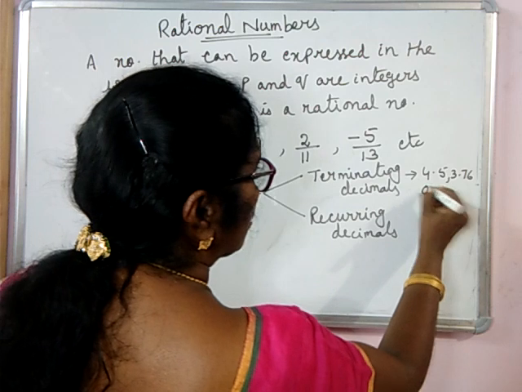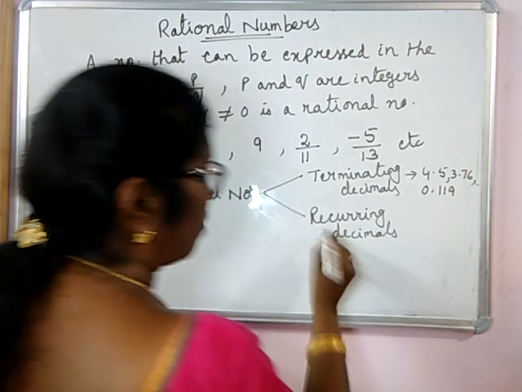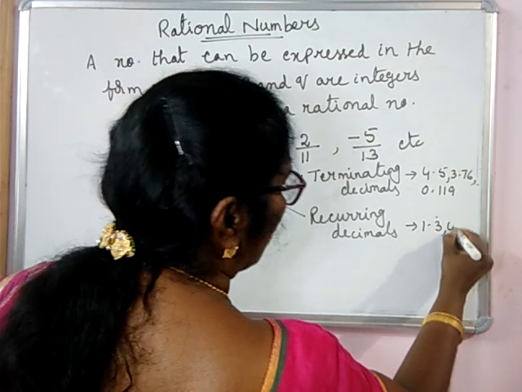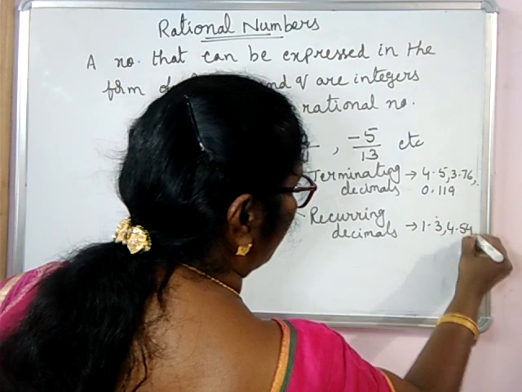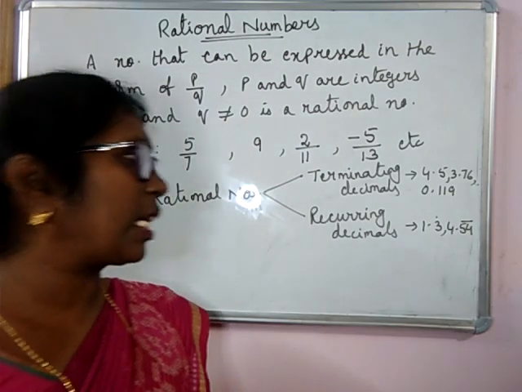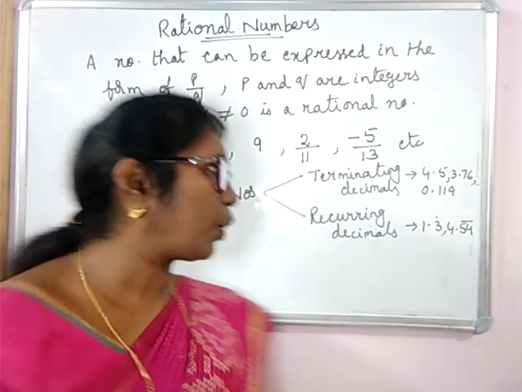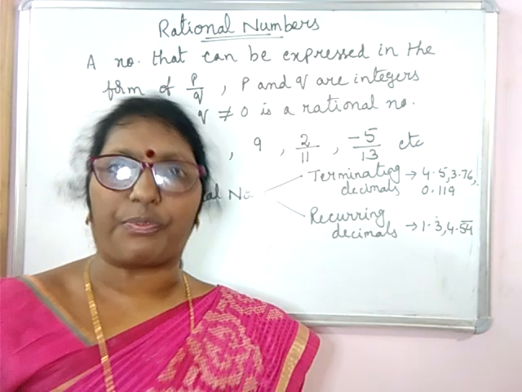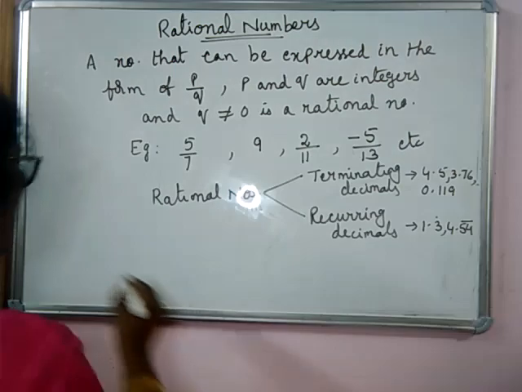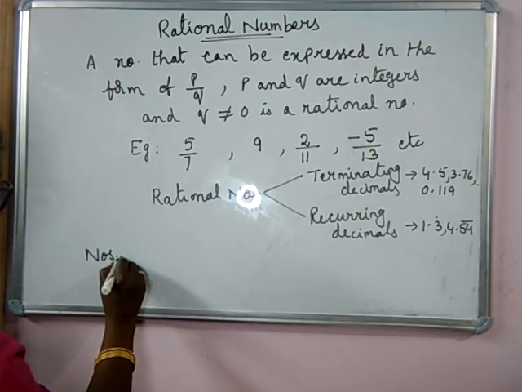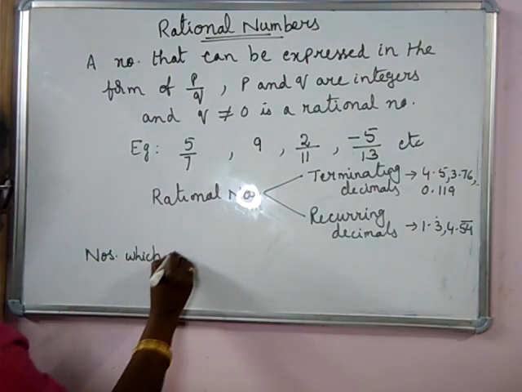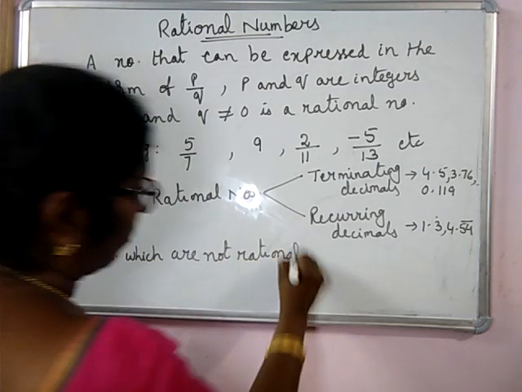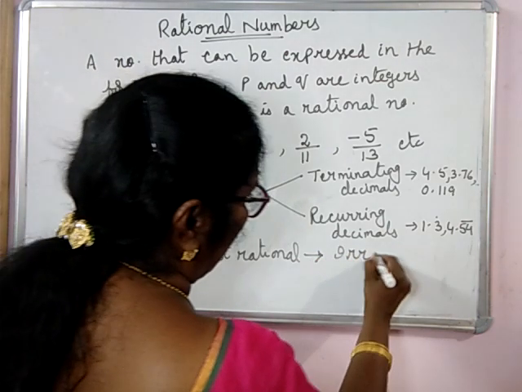Examples of terminating decimals are 4.5, 3.76, 0.119. Recurring decimals are 1.3 recurring, 4.54 recurring. That means 1.3 recurring means 1.3333 you are going to get. 4.54 recurring is 4.545454. Okay. And numbers which are not rational, they are irrational numbers.